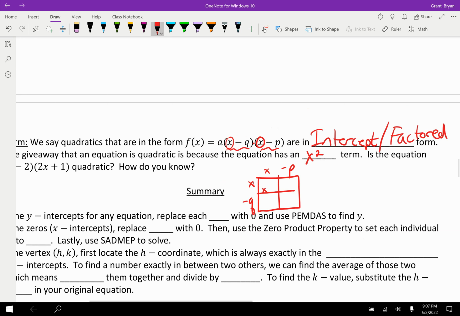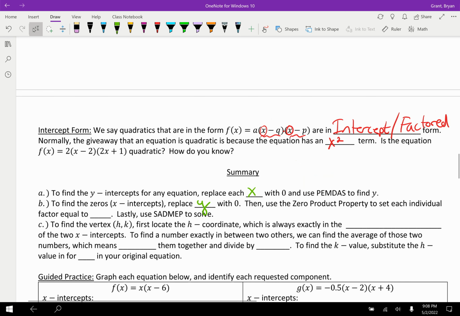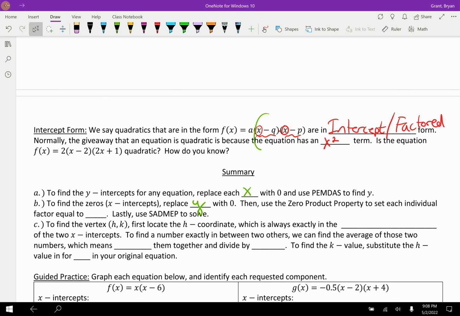So here's our summary. To find the y-intercepts for any equation, including this one, make sure you replace each x with 0. Replace each x with 0 and use PEMDAS to find y. All right, there we go. To find the zeros, which is another name for the x-intercepts, replace the y with 0. And then you use that zero product property. You make each one of these equations equal to 0. And then use SADMAP to solve.